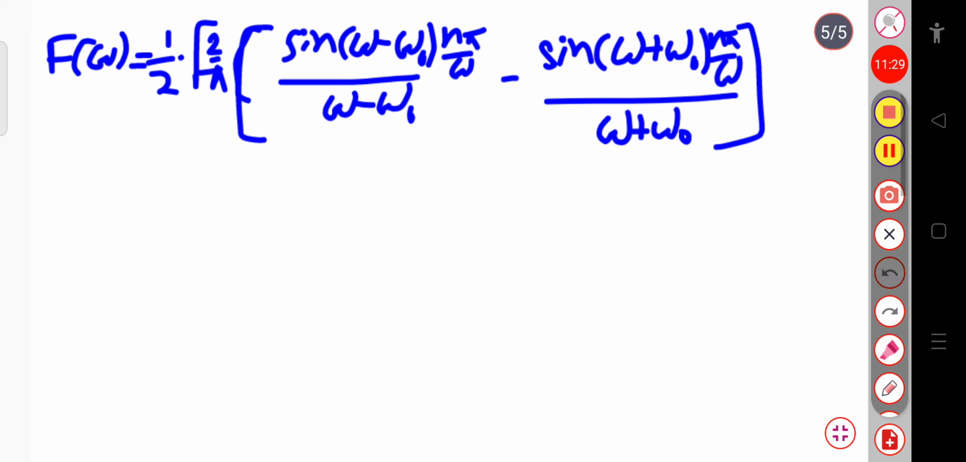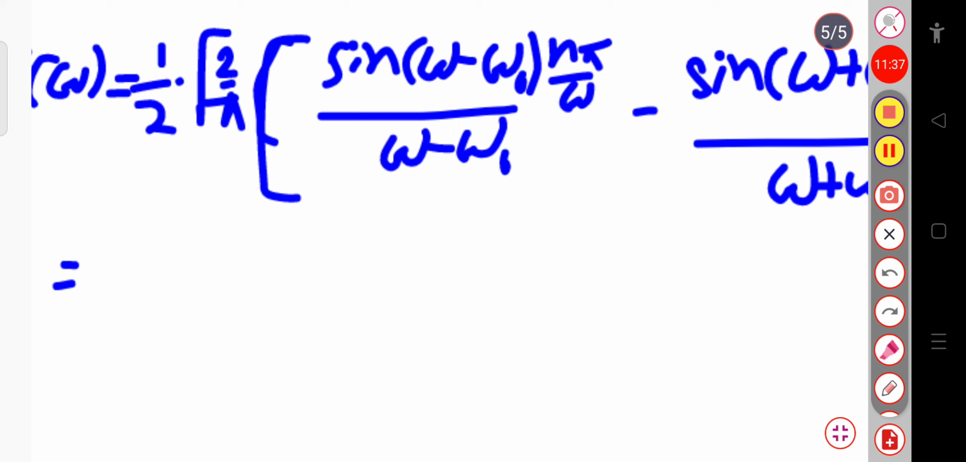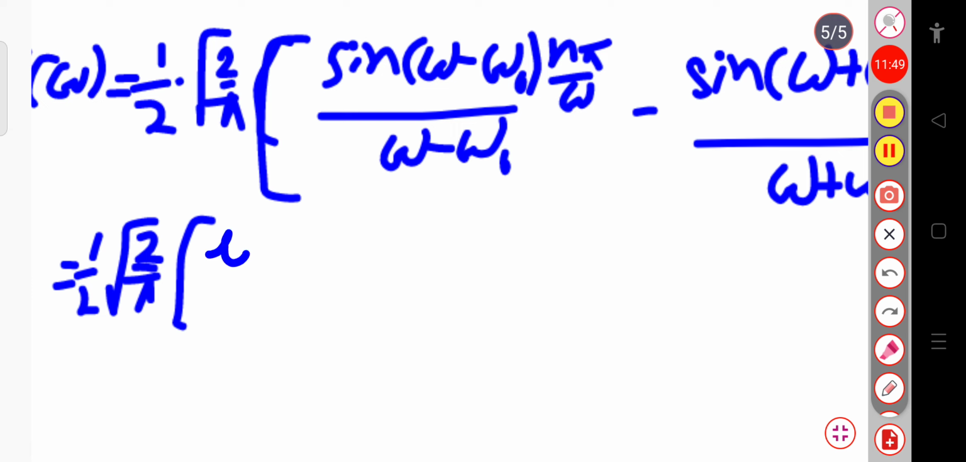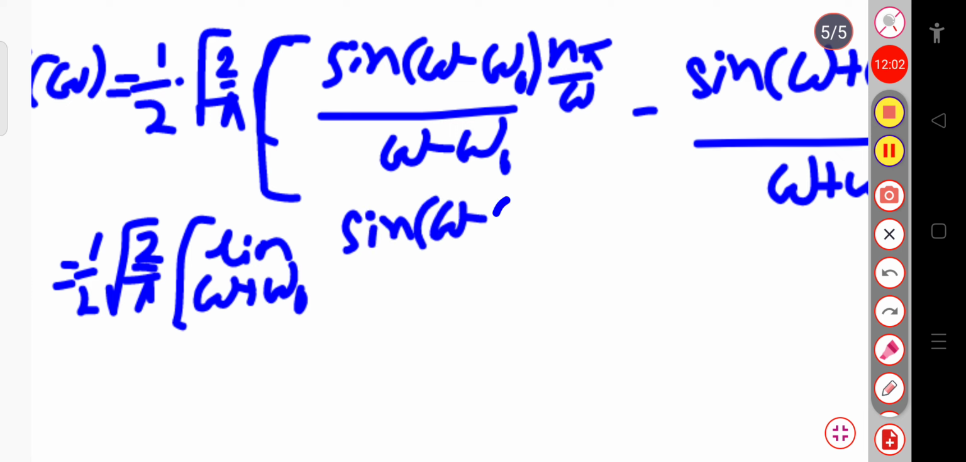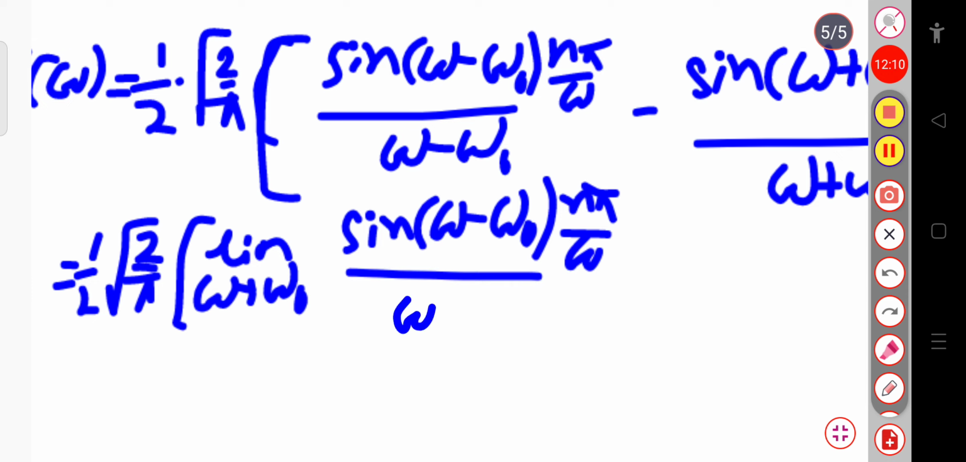Let me write, when omega tends to omega 0, this will be equal to 1 by 2 into root over 2 by pi. This will remain as it is, into the value of the final integration. Here I am writing for limit omega tends to omega naught: sin of (omega minus omega naught) into n pi by omega, divided by omega minus omega naught. Okay, this is our first term.